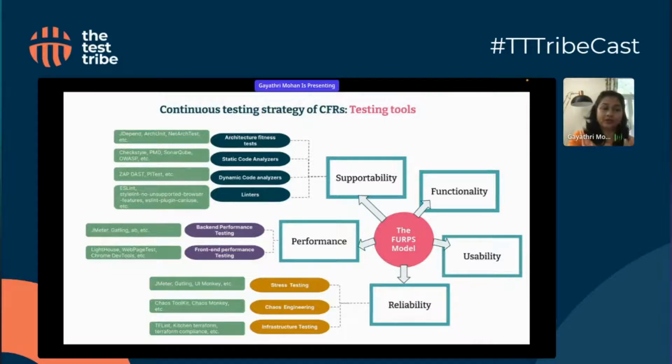So JDepend, ArchUnit, NetArchTest are some of the tools that can be used to make sure that, for example, if a certain module shouldn't be depending on other modules, it shouldn't have any dependency on other modules, and it should be an independent package so that it can be reused across the application, then these kinds of tests can be added that will scan for any kind of dependencies. And that will indicate whether the package is independent or not for reusability and extendability purposes.